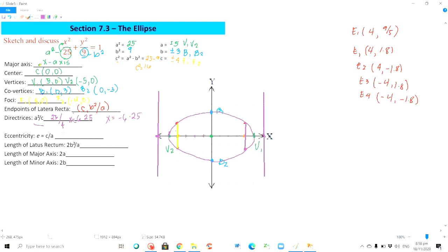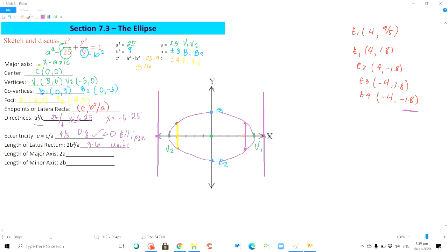So, that's C over A. It's 4 over 5. That's 0.8. Check. Ibig sabihin, less than 1. Then, it is an ellipse. What about twice of b squared over a? What is b squared over a natin? It's 1.8. Okay, so twice of that is 3.6 units. Kasi siya po ay length.